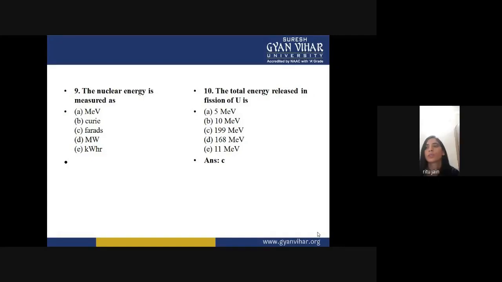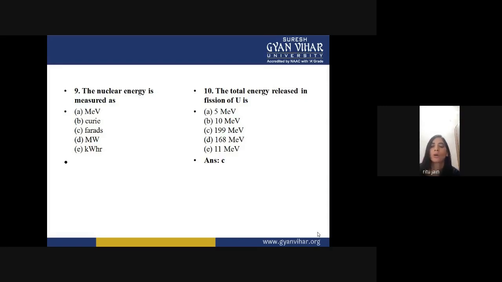Now another one: the total energy released in fission of U is 5 mega electron volt, 10 mega electron volt, 199 mega electron volt, 168 mega electron volt, or 11 mega electron volt. So it is approximately 199 mega electron volt.